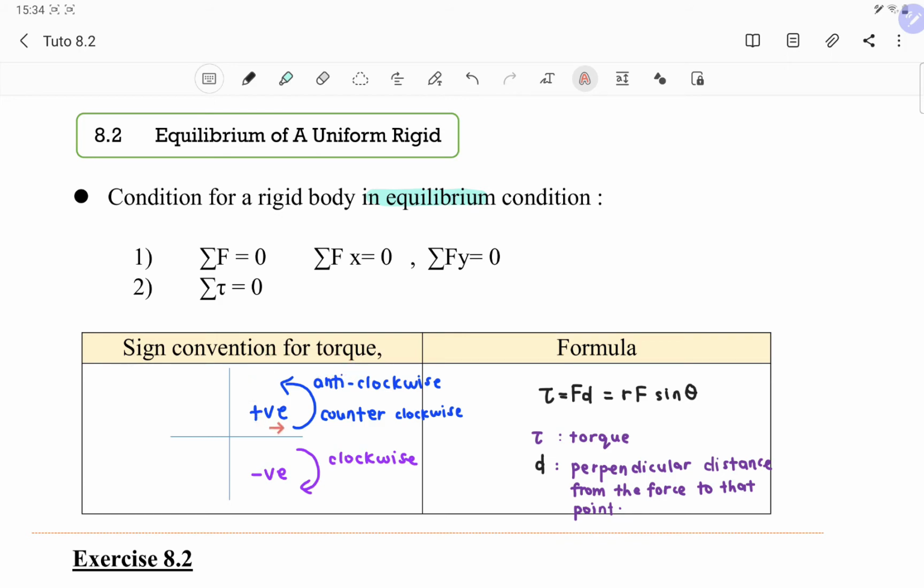Okay, the sign convention for torque: positive when it goes counterclockwise or anti-clockwise, negative is clockwise. The formula for torque is Fd. If you want to use this formula, make sure F and D is exactly 90 degree to each other. And then RF sin theta. This one, you just put the angle lah. This one, RF sin theta ni tak semestinya 90 degree. But if you use Fd, kena 90 degree to each other.